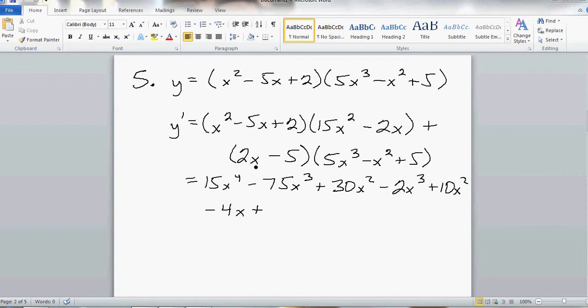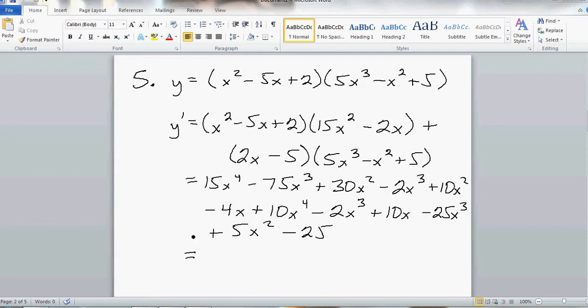I'm going to take 2x times everything here. 2x times that would be 10x to the fourth minus 2x cubed plus 10x, and then take negative 5 times everything here, and we get negative 25x cubed positive 5x squared minus 25. And then we get the joy of combining all these like terms.